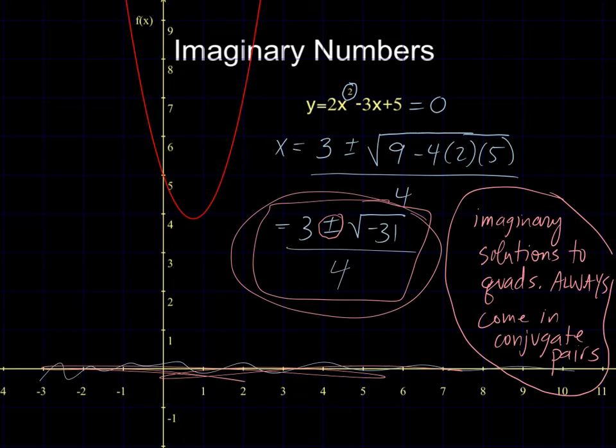Now I could take the i out and write this as 3 plus or minus i times the square root of 31 over 4. That's a little more proper than the negative under the square root. But either way, there's always going to be this plus or minus, and they're always going to come in conjugate pairs. Which means if I tell you one of the two solutions, you automatically get the other of the two solutions. Now let's talk about that a little more.